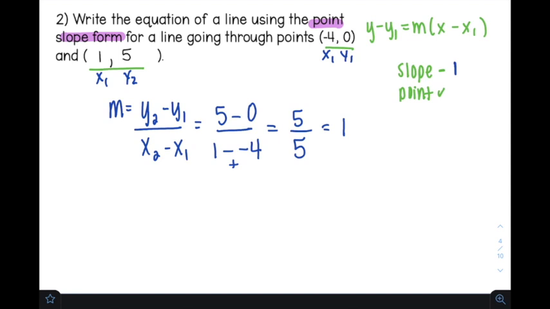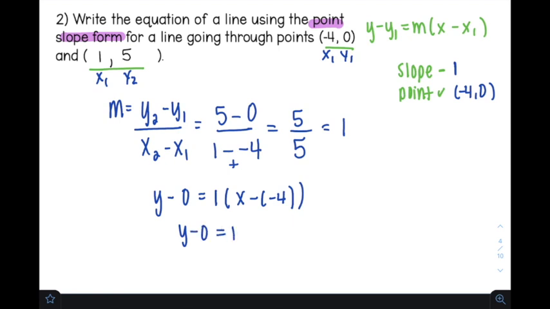And I'm going to pick my point, let's say (-4, 0). So y minus 0 equals 1 times x minus negative 4. I'm just going to rewrite it without my double negatives. So y minus 0, or just y, equals 1 times x plus 4. Again, you can rewrite this, and if you simplify it, you're going to notice that you can simplify it to your slope-intercept form. So just kind of a connection there.